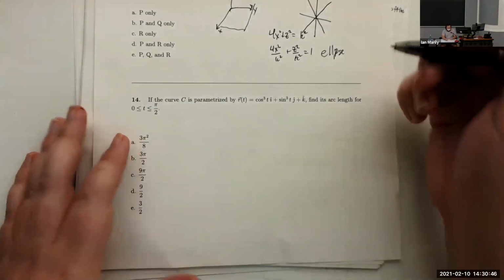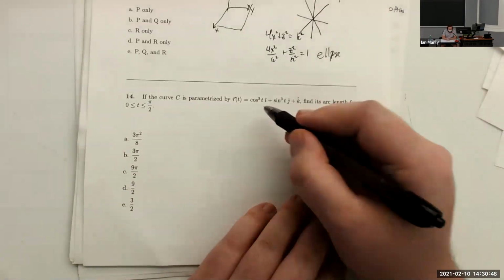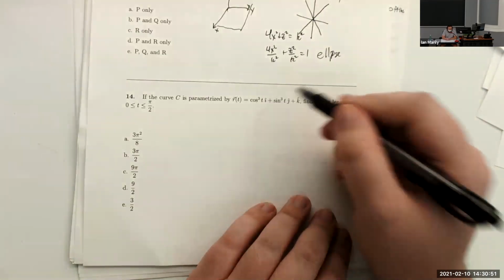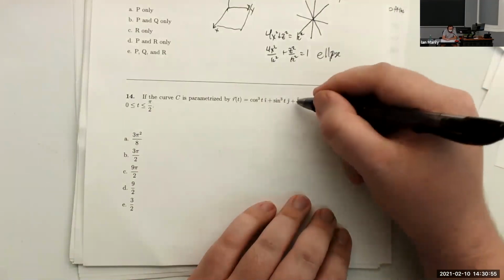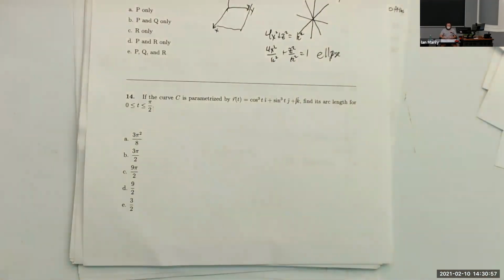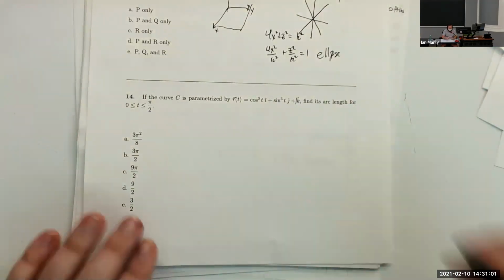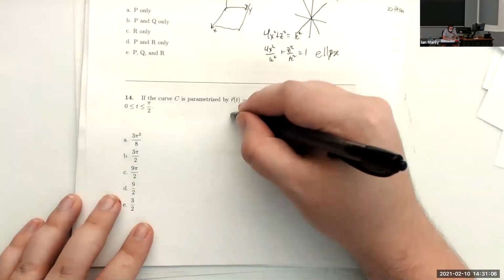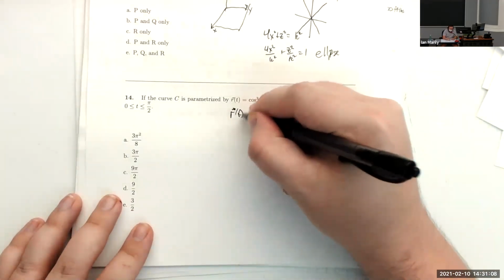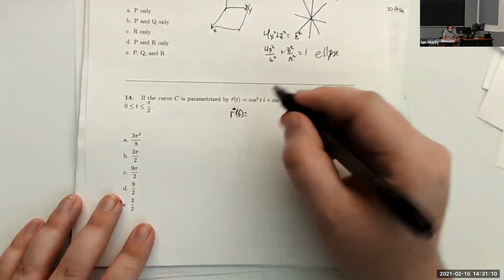Let's see here. So if the curve C is parametrized by cosine cubed in the I direction, sine cubed in the J direction, and 1, technically this is a 1, in the K direction, find its arc length for 0 to pi over 2. All right, so in order to use the arc length formula, what we do is we take the derivative.